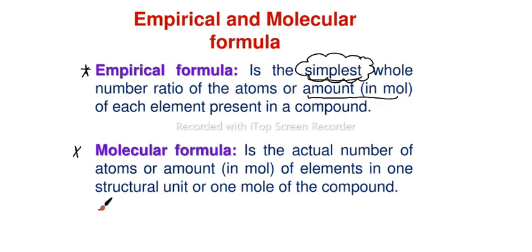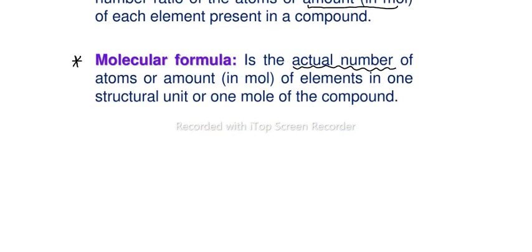Continuing with the molecular formula, it's the actual number of atoms or amount in mole of elements in one structural unit or 1 mole of the compound. Here we have the actual number of the atoms or the mole number or amount which are presented inside a compound or a molecule. To be more specific, I'm going to explain the definition of each through a simple example.